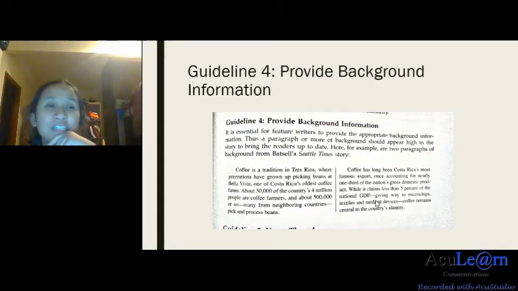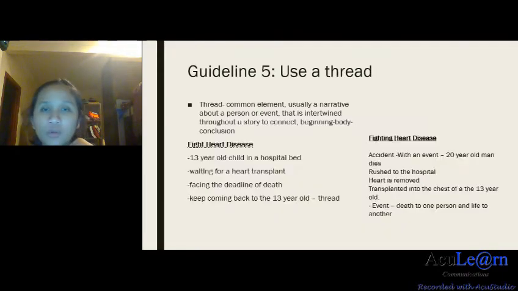You can research your background information through the website, and you can actually write that in your news story, in your feature story. Okay. Guideline number five, a thread common element, which is to use a thread in your particular news story. You can use that as well, depending on the information that you have.